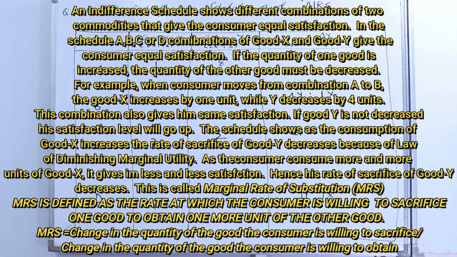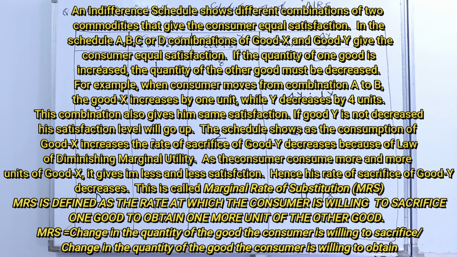As you know, as the consumer goes on consuming more and more of good X, his satisfaction from good X keeps on decreasing because of the law of diminishing marginal utility. Hence the consumer is willing to give up less and less of good Y. I hope you got it. Why is it decreasing? Because his satisfaction from good X is decreasing, and that's why he is willing to give up less and less of good Y. This is known as MRS.